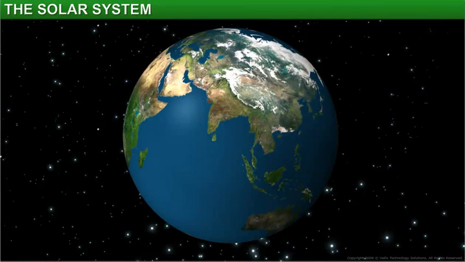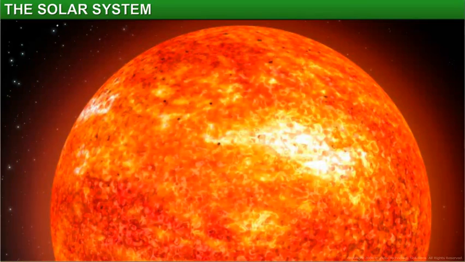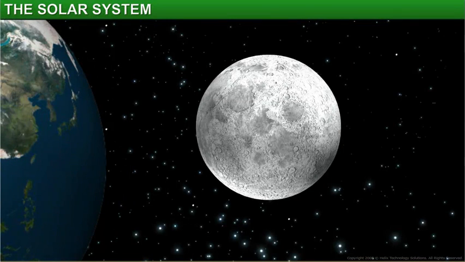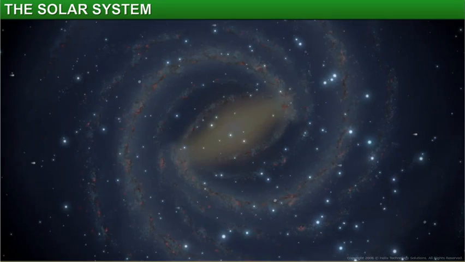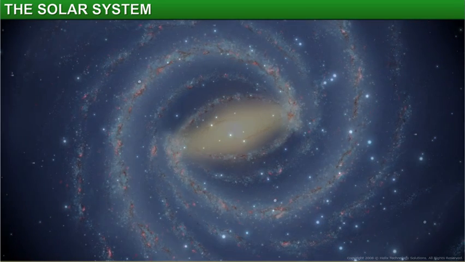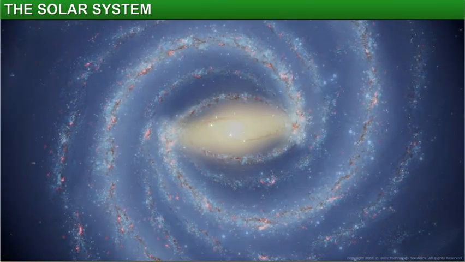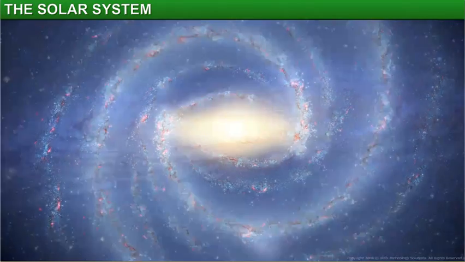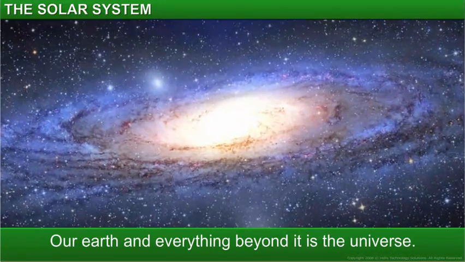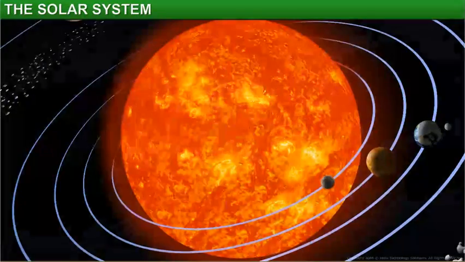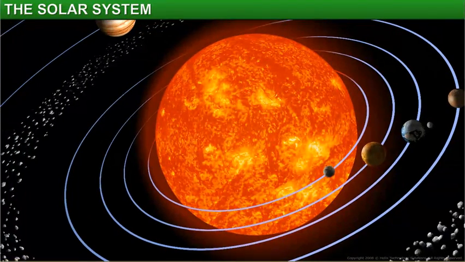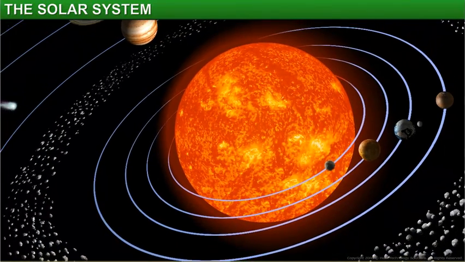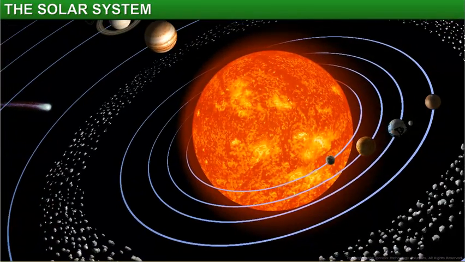The earth that we live on, the sun, the moon, and the stars that we see in the sky are also part of this amazing nature. There exist so many other things that are beyond our sight and imagination. Our Earth and everything beyond it is the universe. The Earth, the planets, and other celestial bodies like asteroids and meteoroids move around the sun. This system of celestial bodies is called a solar system.